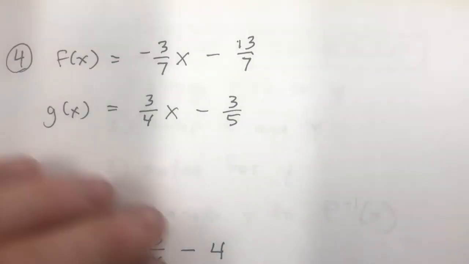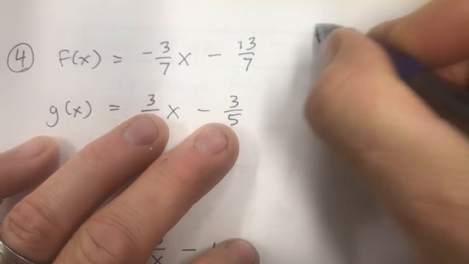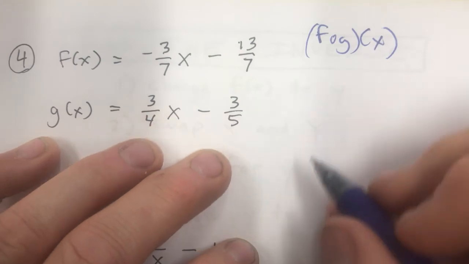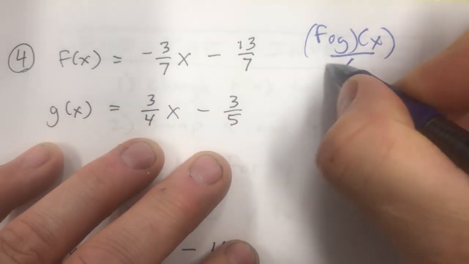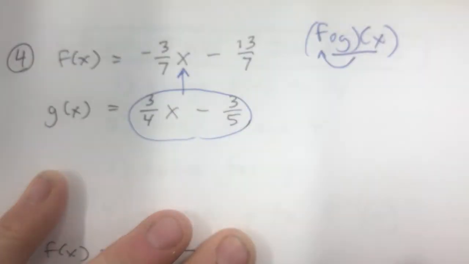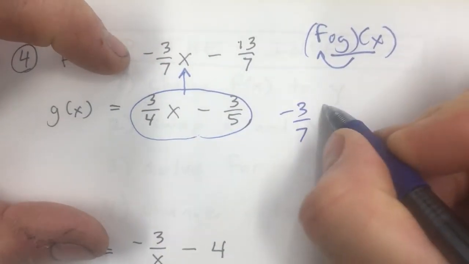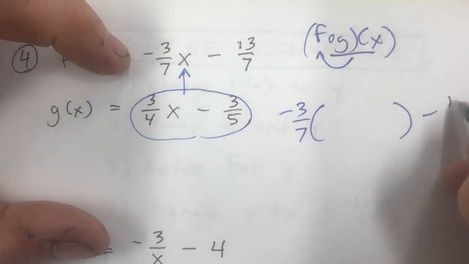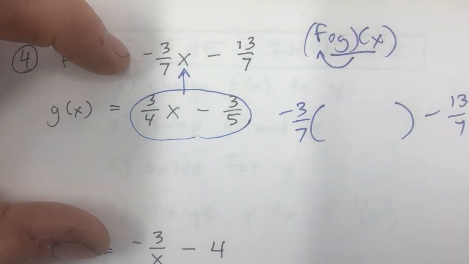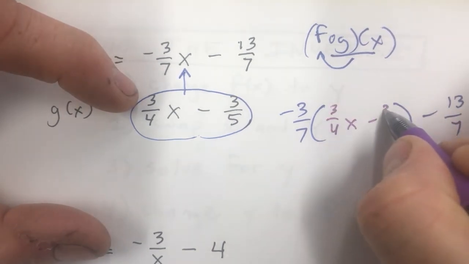Are these inverses of each other? All right, so again, I'm going to do f of g of x. Okay, and we'll take the g function and put it in the f function. So here's my g function. I'm going to take that and put it for x right there in the f. So I've got negative 3 over 7 times x minus 13 over 7. Okay, and then right here, I'm going to put this 3/4 x minus 3/5.